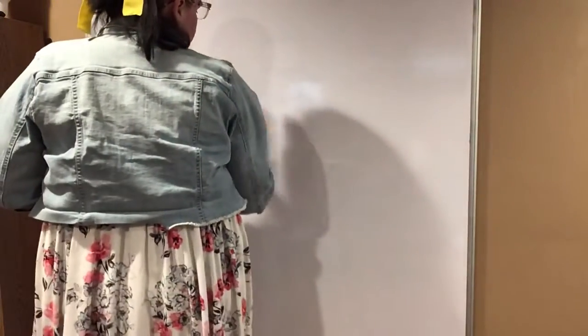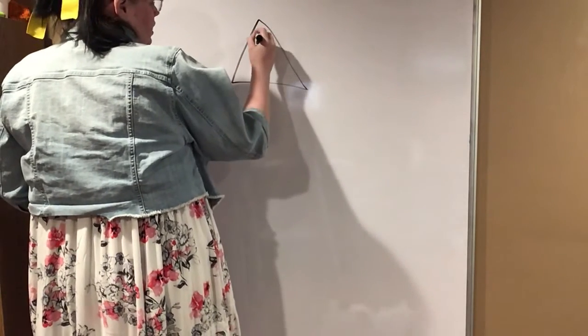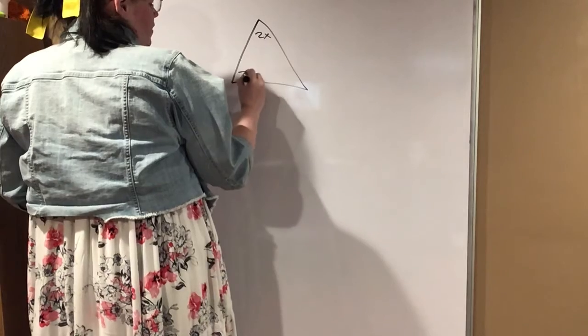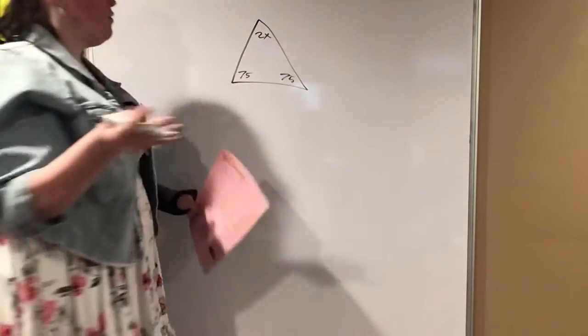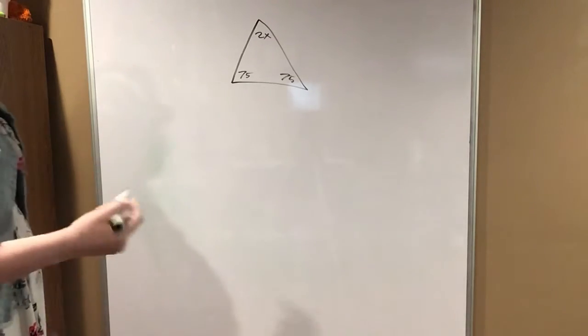So let's move on to triangles, because this is the next step. We're going to move on to basic triangles. Angles in a triangle: every single angle in a triangle, when you add them together, has to add up to equal 180, no matter what. So if we're given this triangle, and this one says 2x, and we have 75 and 75, we need to figure out what this angle is, or what x is, right?